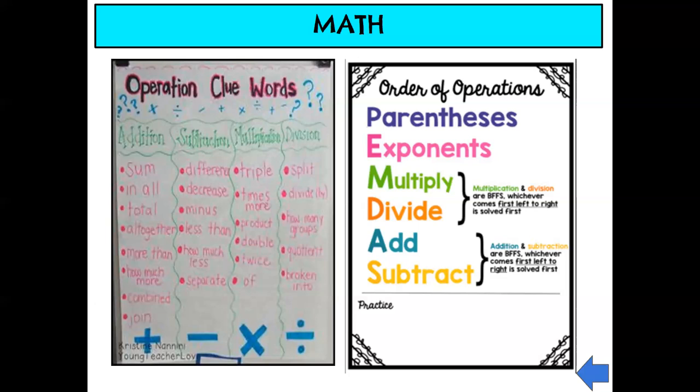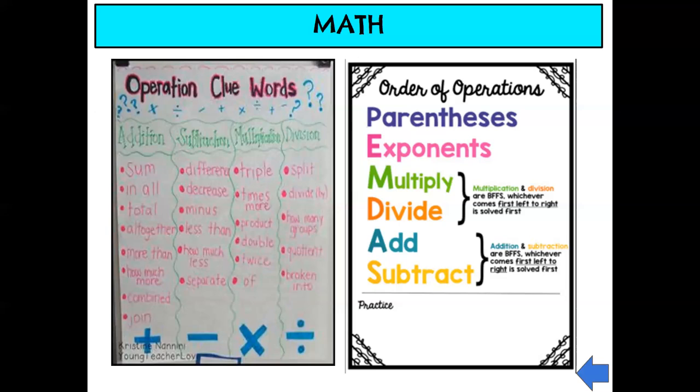Now pay close attention to multiplication and division, because here it says multiplication and division are BFFs, total friends, which is true, because multiplication and division are very similar to each other. They're just the exact opposite. But if you know one, you know the other. Whichever comes first in a numerical expression is what we evaluate first. So it's solved from left to right.